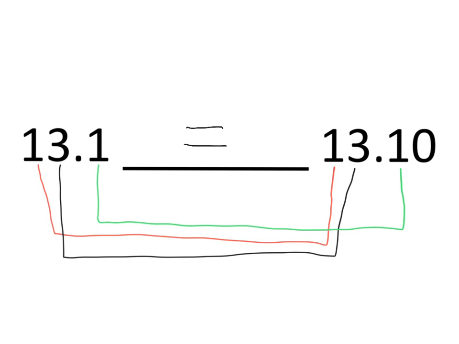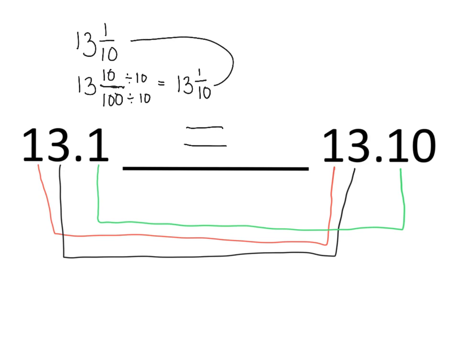Now another way to look at this and understand really what's going on, we could just say that 13.1 is equal to 13 and 1/10, and 13 and 10 hundredths looks like this as a fraction, right? And how they're equal, because look, if I divide the top and the bottom by 10, I'm going to get 13 and 1/10. They're equivalent, see? It's the same. Just by dividing by 10 can show you that.